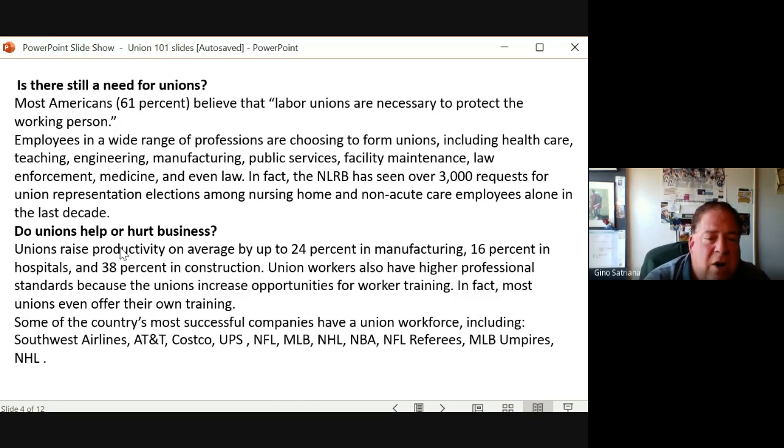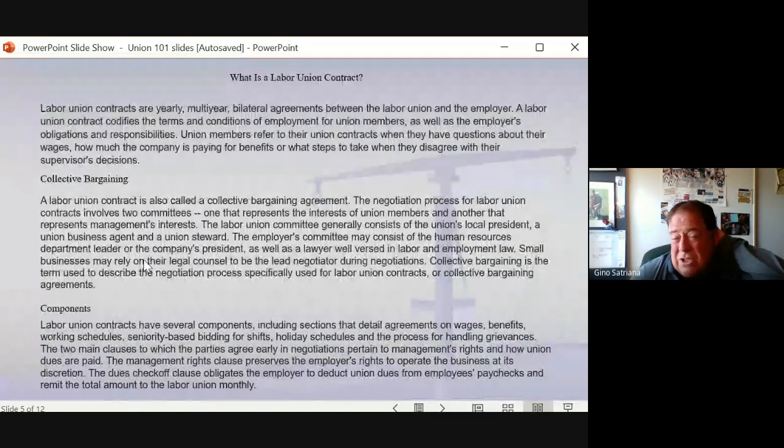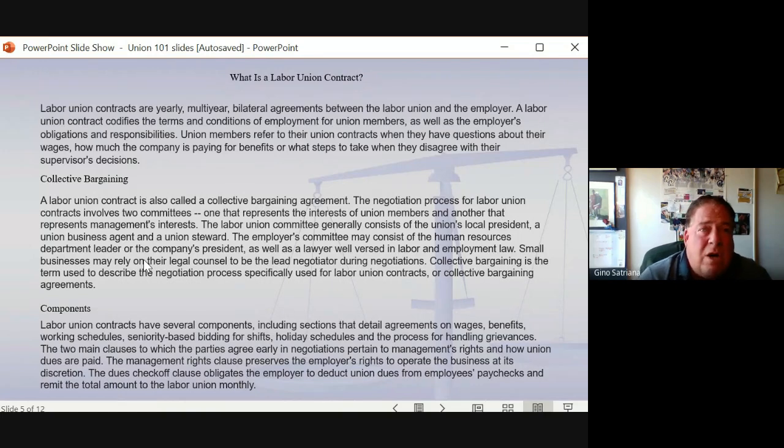So I threw in some of the countries and the successful companies we have. Southwest Airlines got a real big push on what they needed. AT&T, Costco, UPS, NFL, the Major League, all the sports, NHL, NBA, the referees, major league umpires, NHL referees. They're all unionized, and again, they get their conditions of employment taken into consideration. So there are some powerful unions out there. And I'll tell you what, we're in the top. We have AFT and NEA, who are our parent organizations, top unions in the nation. You have your Teamsters unions, top unions in the nation. So there's a lot of strong unions out there that will advocate and voice for the employees.